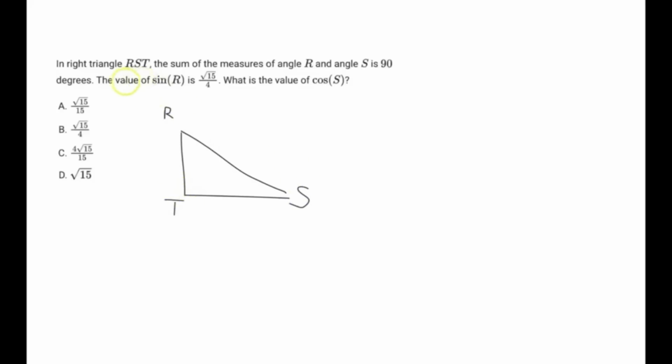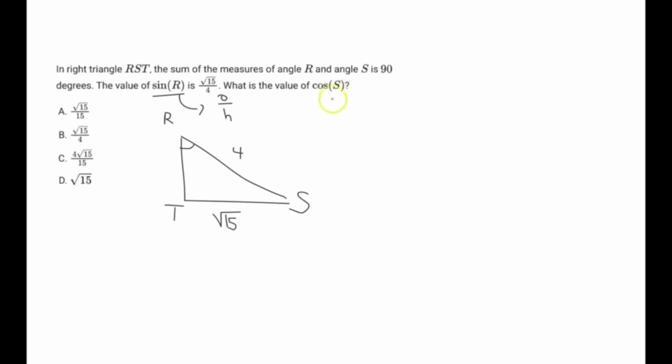All right. So the value of sine R, so sine, we know, if you know SOHCAHTOA, is opposite over hypotenuse. So if we look at this angle measure, the opposite side length of this angle is over here. So this value will have the square root of 15. And then the hypotenuse would just be the hypotenuse of the triangle, which is RS. So here we would have a value of 4. I just want to erase this arrow. Okay, perfect. So now it's asking, what is the value of cosine S?